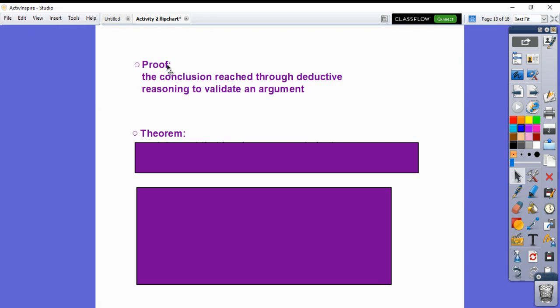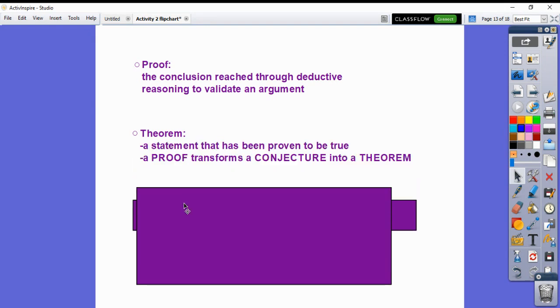So we can use proofs to know for sure that conjectures are true. And if a conjecture is true, it changes from a conjecture into a theorem. A theorem is a statement that has been proven to be true. And whenever you think of the word theorem, you might think of the Pythagorean theorem that you saw in your middle school math class. A squared plus b squared equals c squared.